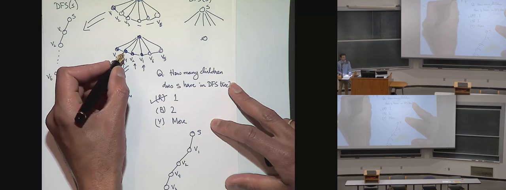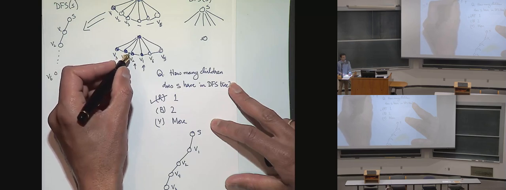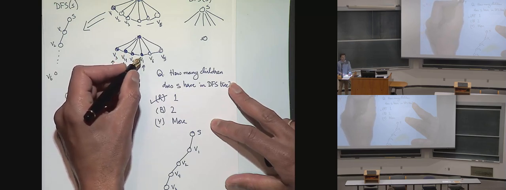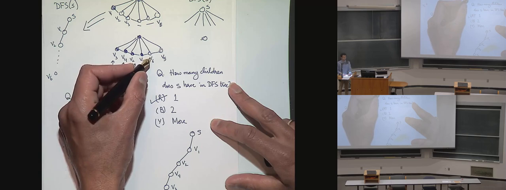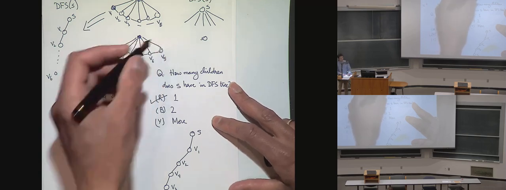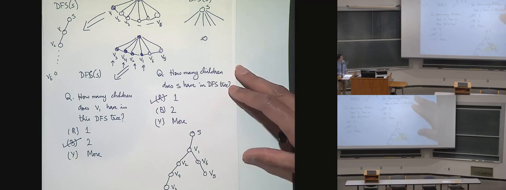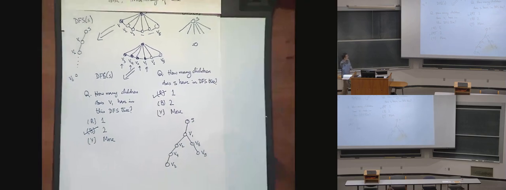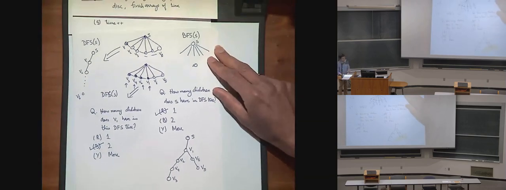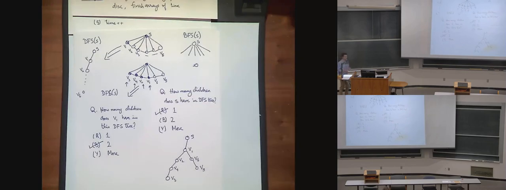So it's going to backtrack. This is going to end, backtrack, backtrack. Then it backtracks to V1. But then V1 still has an unvisited neighbor, V6. So it's going to visit V6, which is going to visit V5. So V1 is going to visit V6, V5.